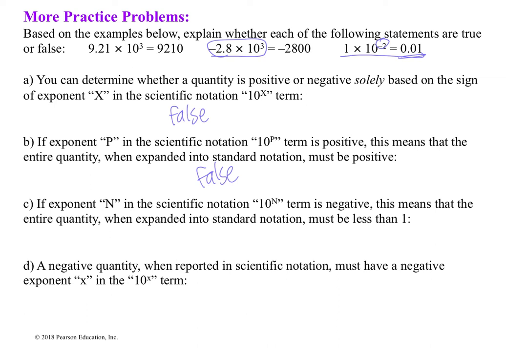If the exponent n in the scientific notation is negative, that means the entire quantity is less than 1. That is true. So in this case, we have -2, which means that this number is less than 1, which we've talked about a bunch. Our last one is when we have a negative quantity, the scientific notation exponent must be negative, and that is not true. Again, that negative exponent just tells us whether it's bigger or smaller than 1, not whether the number is negative or positive.